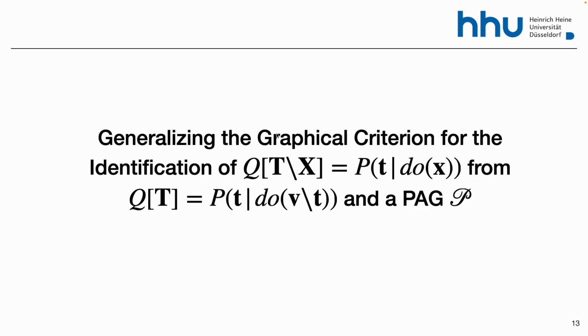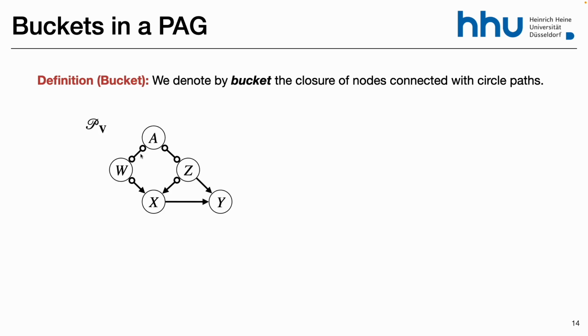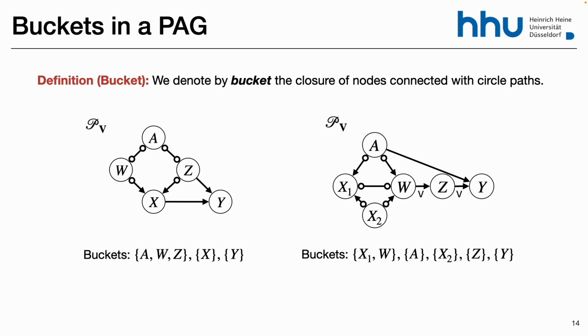And then I showed you this also in the previous lecture. How can you compute the same Qt minus x, which is the joint interventional distribution, from Qt, but instead of using a causal diagram, we have a PEG. We have a similar statement, but it depends on this definition of bucket. So a bucket is just the closure of circles. It's like a set of variables that are connected by circles, right? So we saw these buckets.